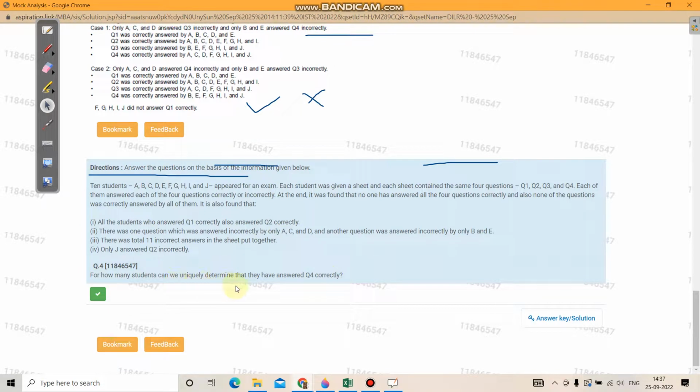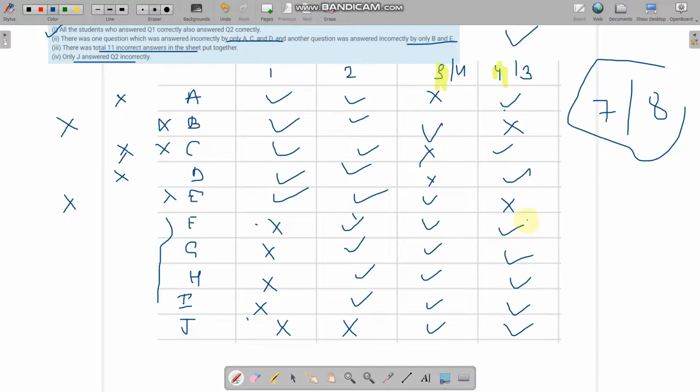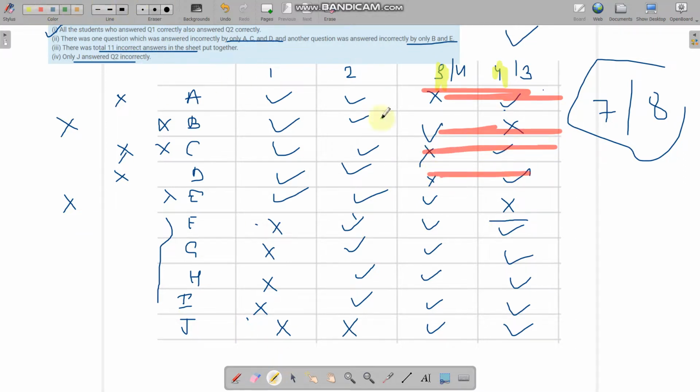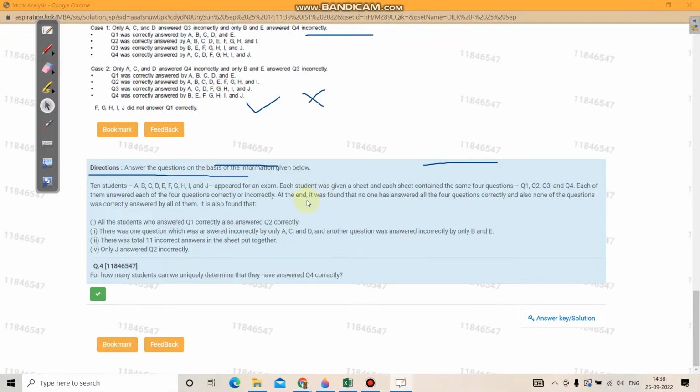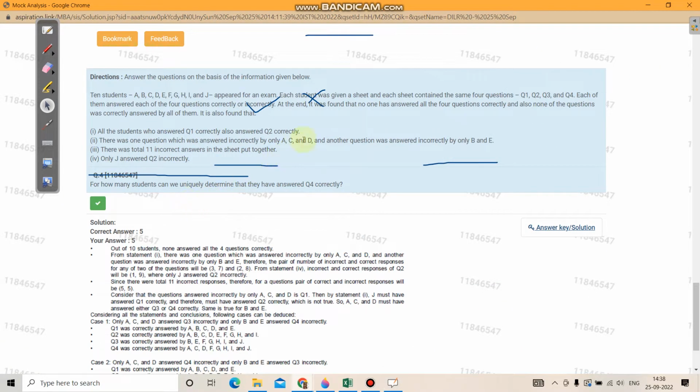Last one: for how many students can we uniquely determine that they have answered Q4 correctly? See, this can be 3 or 4, this can be 3 or 4. We can't determine. Same case, can't determine, same case, can't determine. Again the same case, we can't determine for E as well. Now yes, both tick, we can see a tick in both. So 1, 2, 3, 4, 5. So the answer to this is 5.